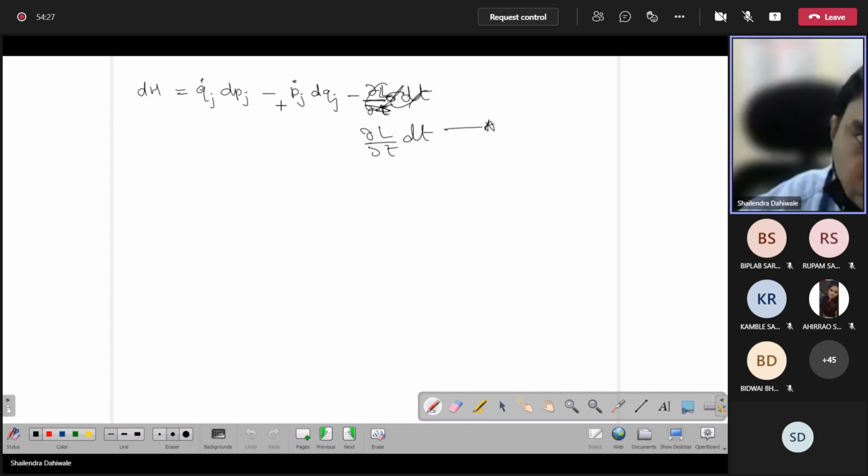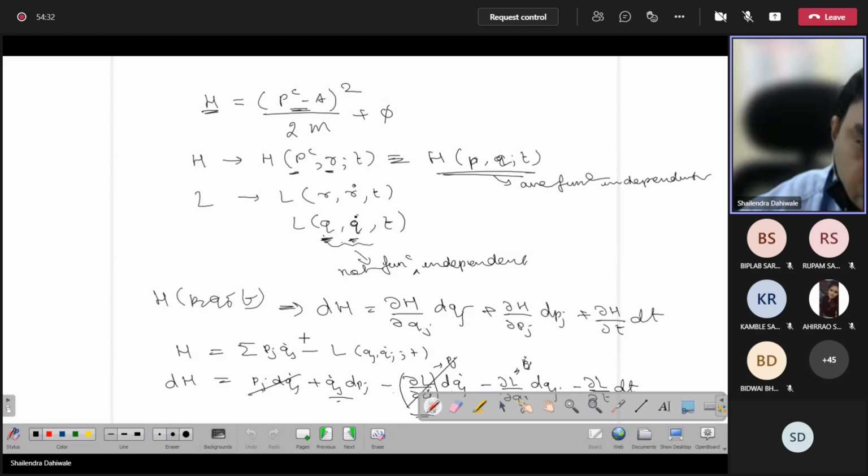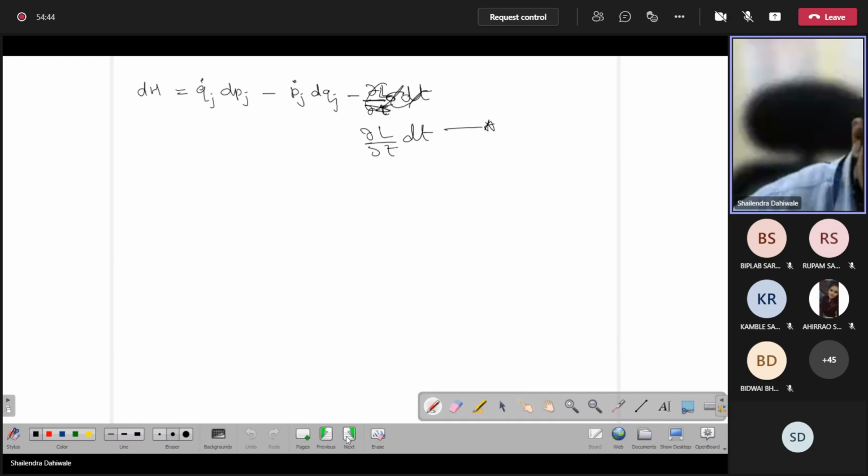These coefficients of dp_j and dq_j should match with the coefficients of this dq_j and dp_j. Okay, so if you compare, here P and Q are independent. So the variations dp_j, dq_j and dt are mutually independent of each other, and therefore their coefficients should match.